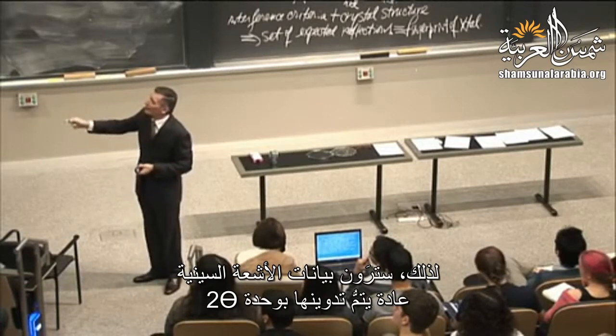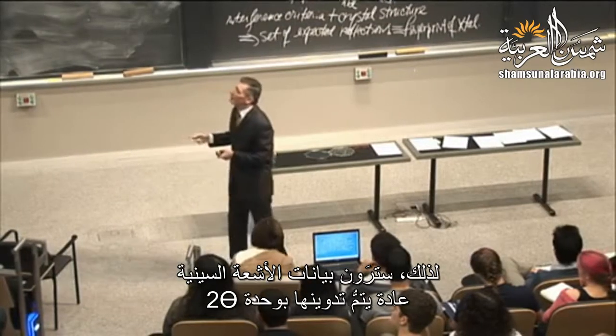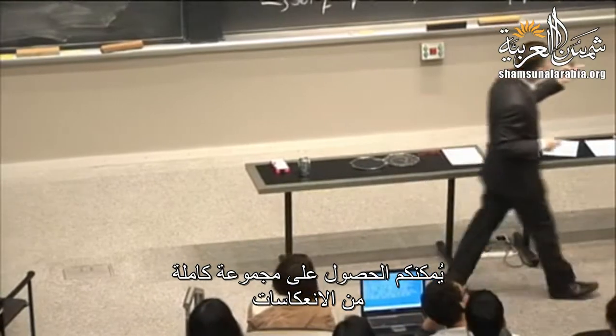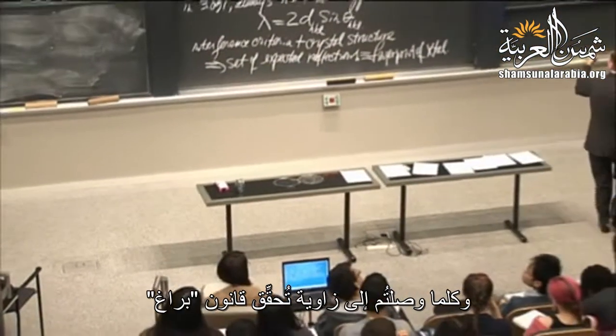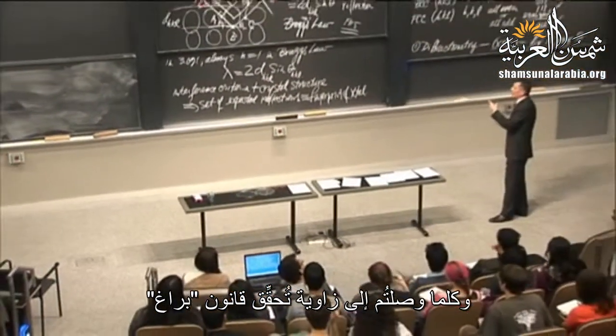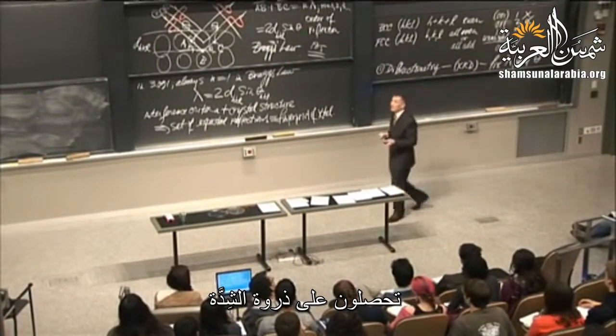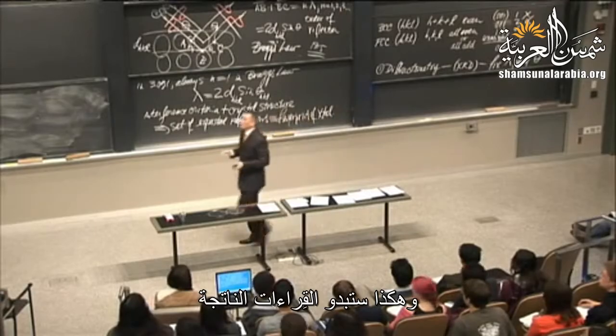So you'll see X-ray data usually reported in units of 2 theta, and here's the detector. And then all you do is rotate the specimen, and by rotating the specimen with the detector, you're able to get the entire set of reflections. Whenever you move through an angle that satisfies the Bragg law, you get a peak in intensity. And here's what the output would look like.